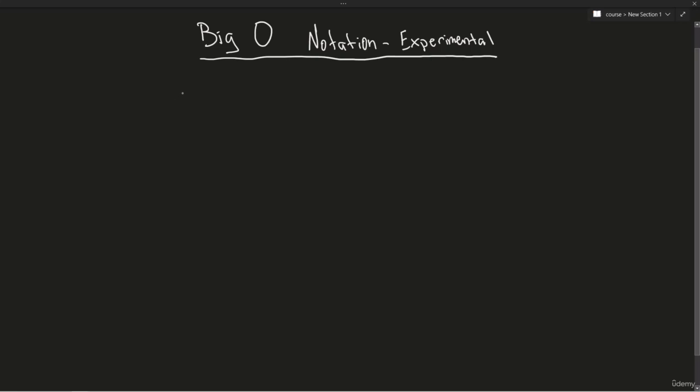And there are two ways that we can evaluate the big O of an algorithm. The first one, which is what we're going to talk about in this lecture, is experimental. The second one that we can talk about is going to be theoretical. So experimental is honestly kind of what it sounds like, right?